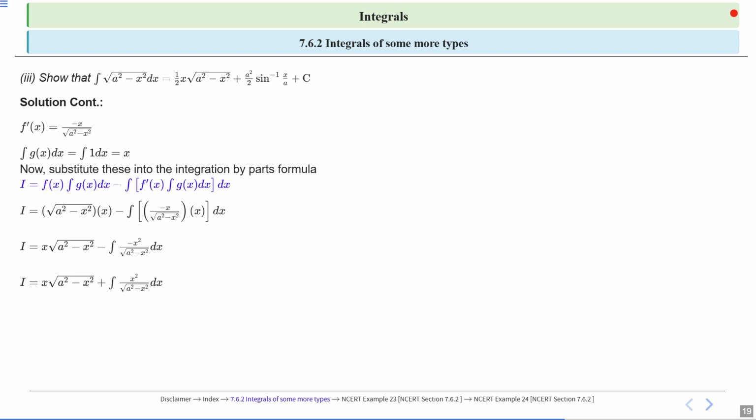Now we have to find the value of integration x square by root under a square minus x square. We add and subtract a square in the numerator so that we can split into two terms.